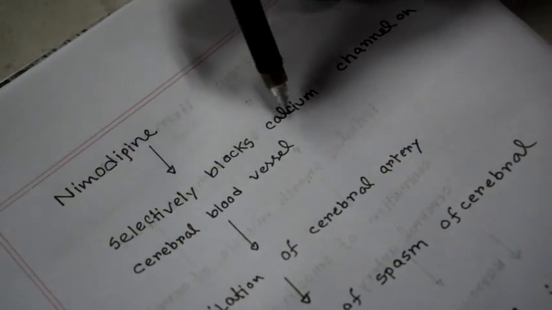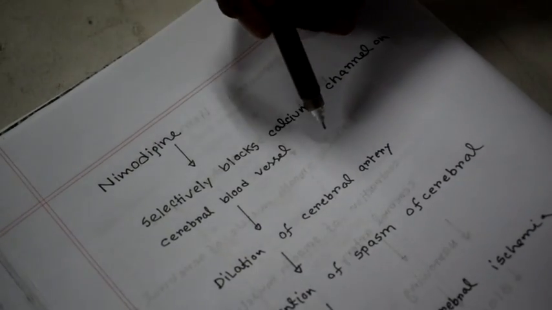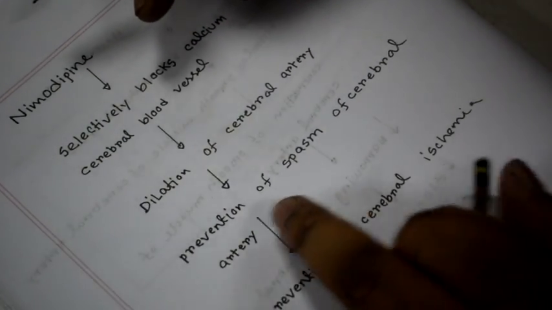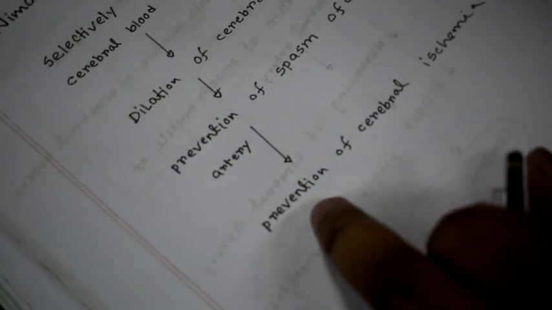So what does the Nimodipine do? The Nimodipine basically selectively blocks calcium channel on cerebral blood vessel. This leads to dilatation of cerebral blood vessel. So spasm of cerebral artery is prevented. When spasm of cerebral artery is prevented, there is prevention of cerebral ischemia.